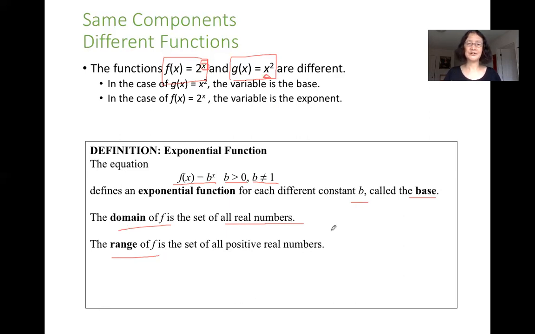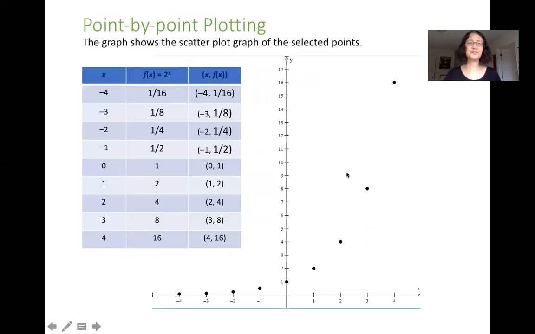So, for example, this is an xy coordinate system. In exponential functions, x could be any value from negative number to positive number, but y only takes positive numbers. Let's look at the graph of exponential functions.